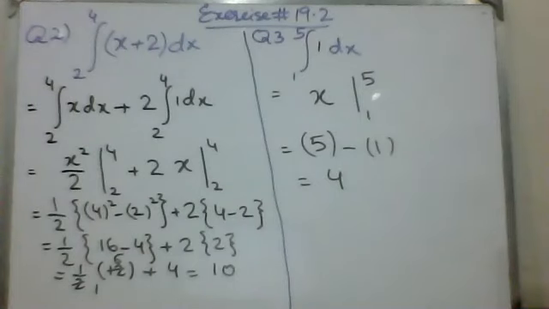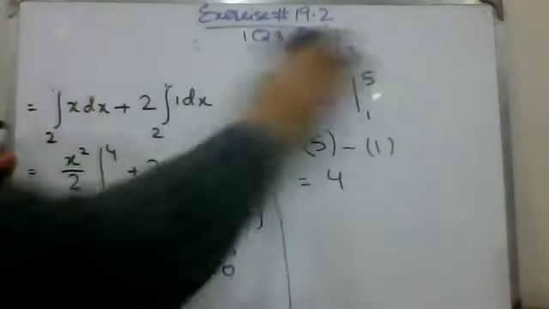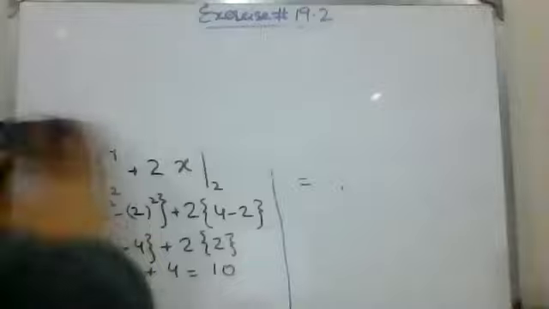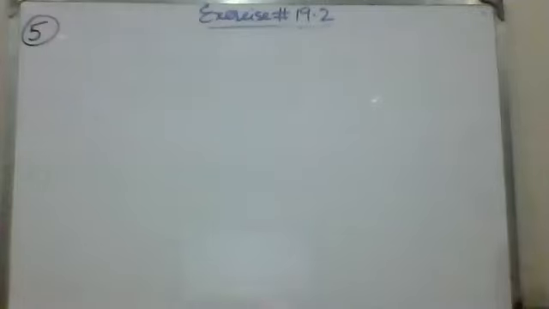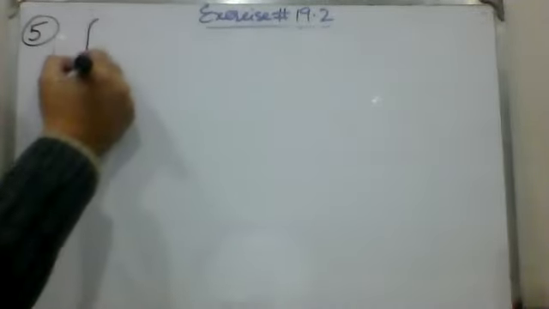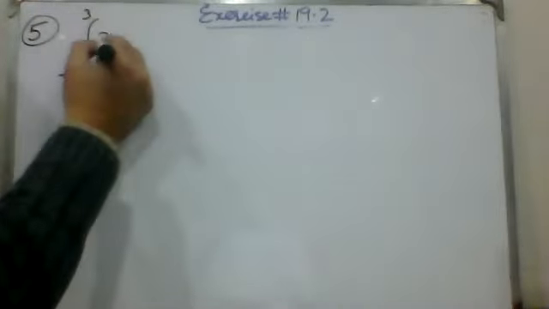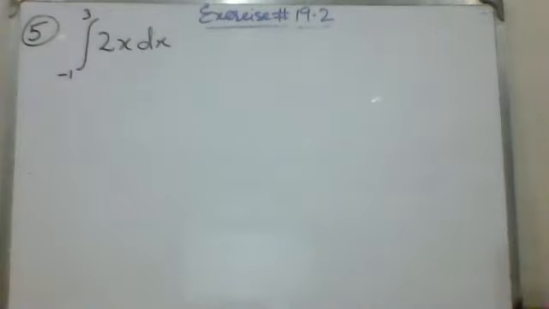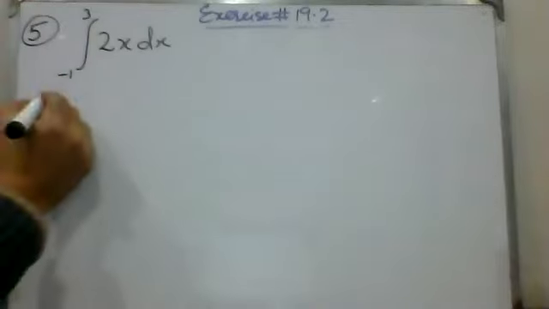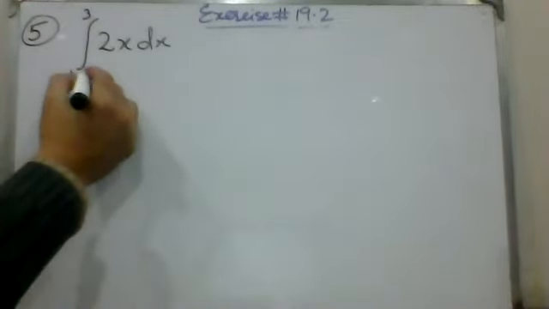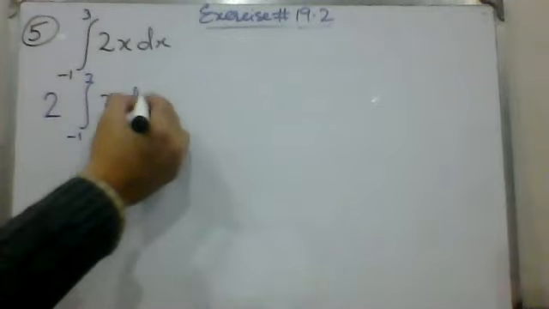Yes, sir. Okay, so now the next problem is simple. Question number 4 is simple, where a constant is written. But we have to go to some problem in the exercise in which a variable is involved. Here, question number 5. In question 5 is written integral from -1 to 3 of 2x dx. So the constant is shifted outside, and integral from -1 to 3 of x dx.